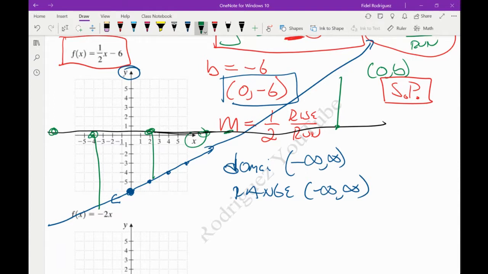No matter where we would go, that's why my domain is everything from negative infinity all the way that way, all the way this way. The same thing happens to the range. Remember we talked about the range when we did 2.3, we said the range refers to the y values, right?